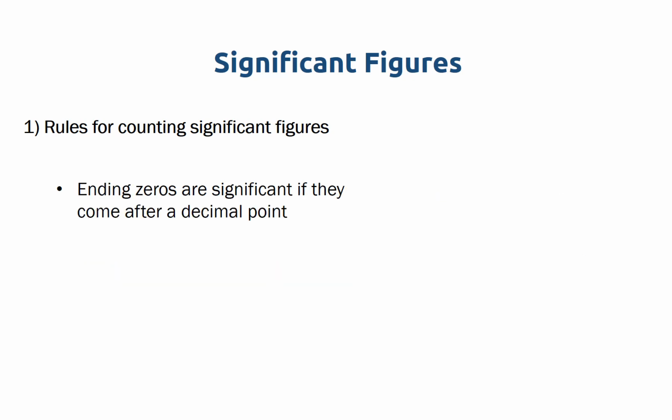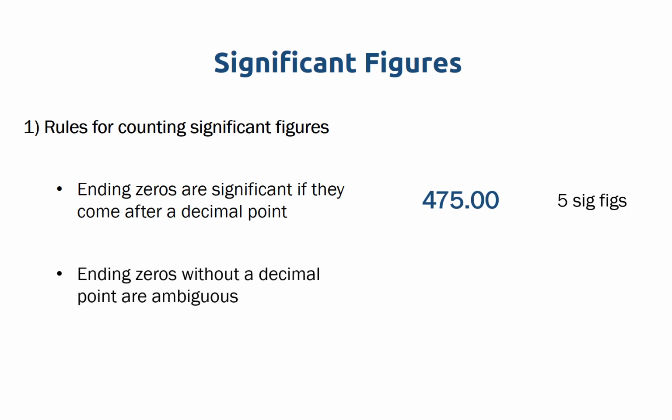The next rule about zeros is that ending zeros are significant if they come after a decimal point. For example, these 2 zeros at the end of 475.00 are significant. We deliberately put them there instead of writing 475 with 0 decimal places. So this number has 5 significant figures because we are counting those 2 zeros at the end.